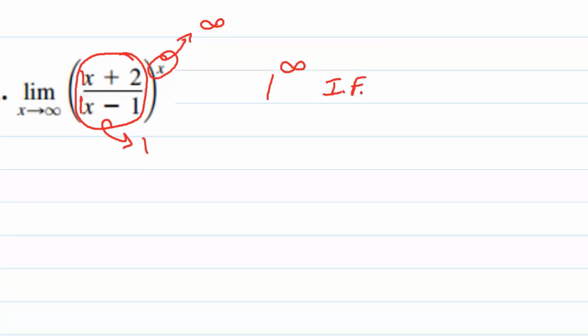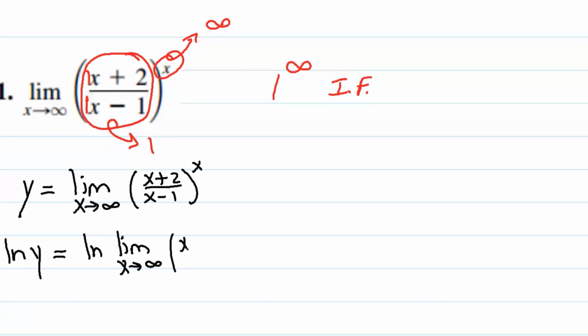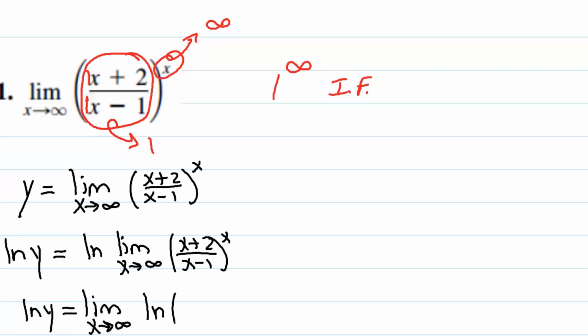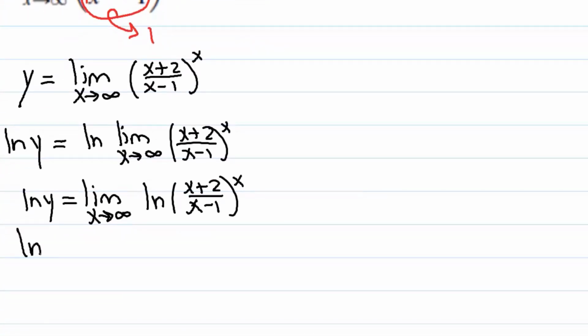power forms. The first step for a power form is to give a name to the limit we're looking for. So we're going to let y equal the limit as x goes to infinity of (x plus 2 over x minus 1) raised to the x power. And then what's the next step? That's right. We're going to take the natural log of both sides, and then bring the natural log into the limit, which we can do because natural log is continuous. And then the power rule, exactly. Bring the x out front of the natural log.